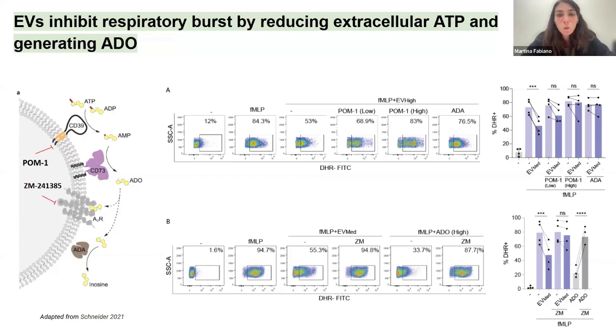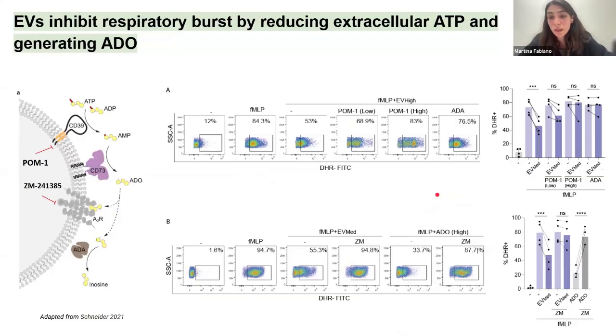function. So we treated neutrophils with extracellular vesicles and the different compounds, and as you can see here, we analyzed reactive oxygen species production by dihydrorhodamine as well. And as you can see, the treatment with different doses of POM1, the inhibitor of CD39, ADA, which is adenosine deaminase, and ZM reverted the effect of EVs, suggesting that this is the main mechanism by which EVs regulate neutrophils' oxidative burst.